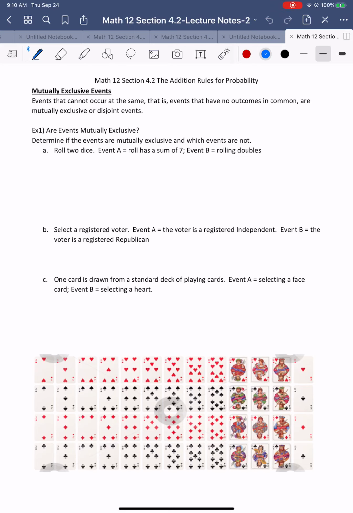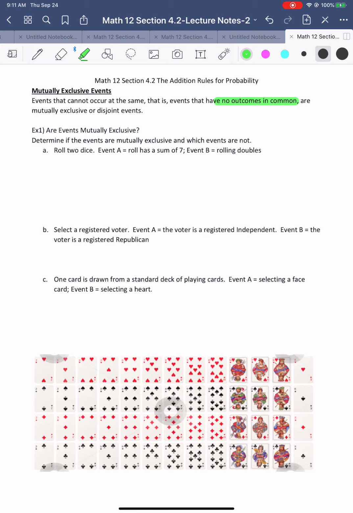Hello, this is section 4.2, the addition rules for probability. First of all, we're going to talk about mutually exclusive events. Mutually exclusive events cannot occur at the same time. That is, the events have no outcomes in common. These are also called disjoint events.